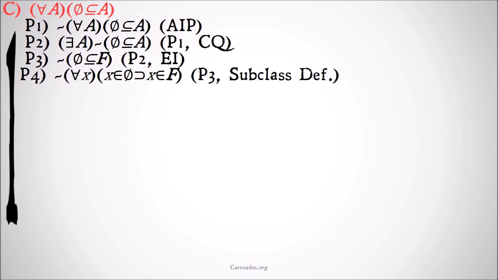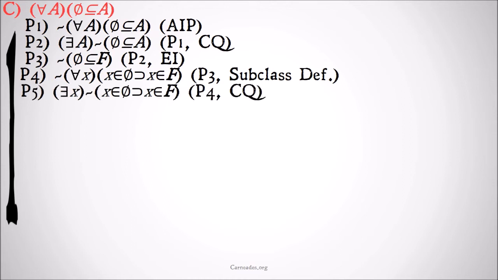And then we're going to use our subclass definition rule. Remember, we can just sub in using identity and any definition when they are equal by definition to get, it's not the case that for all X, X is a member of the null set implies that X is a member of F. Once again, use our change of quantifier rule to get that negation inside the quantifier. Use existential instantiation to instantiate X to G.